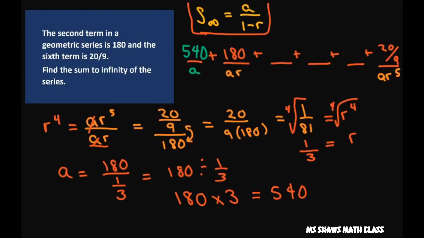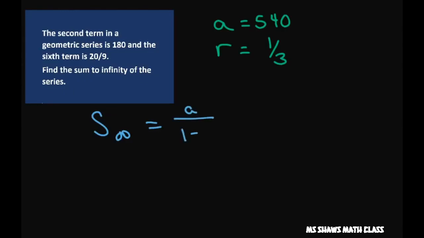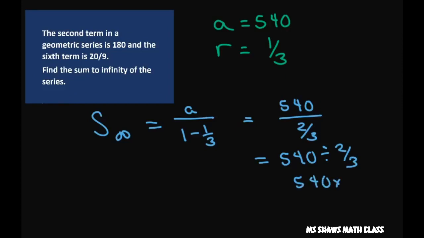And then we're going to use our formula to find the sum. So we have our A, we have our R. Our R is 1/3, and our A is 540. So our formula is A, your first term, divided by 1 minus 1/3. So that equals 540 divided by 1 minus 1/3, which is 2/3, which is the same as 540 divided by 2/3, which is the same as 540 times 3/2. Basically, all you have to do is multiply those two and then divide by 2.